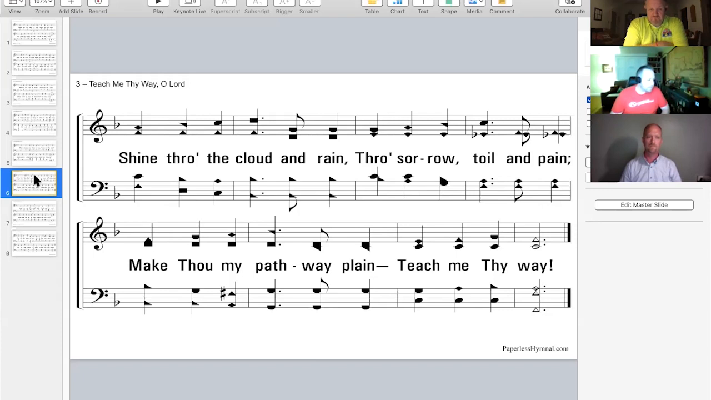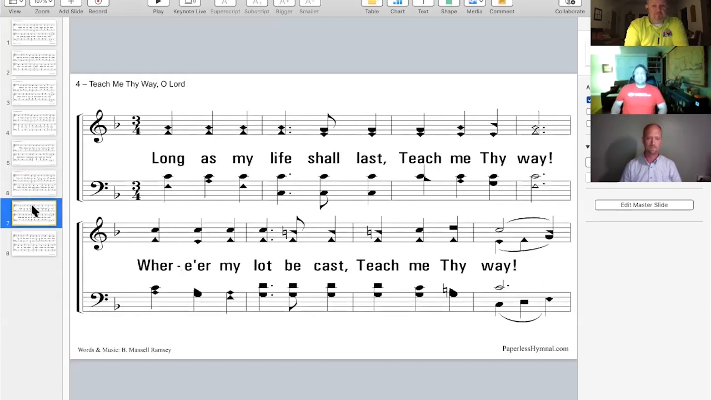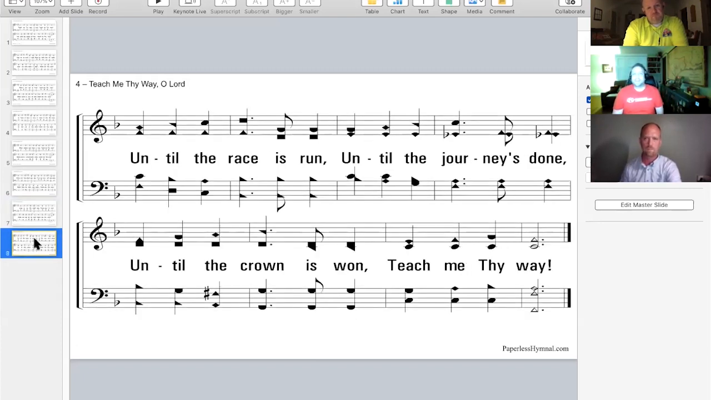Let's look at the last verse. Long as my life shall last, teach me thy way. Where'er my lot be cast, teach me thy way. Until the race is run, until the journey's done, until the crown is won, teach me thy way.